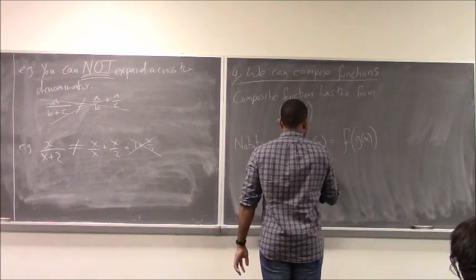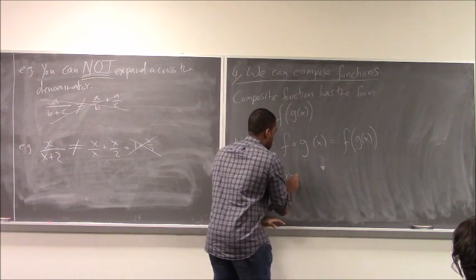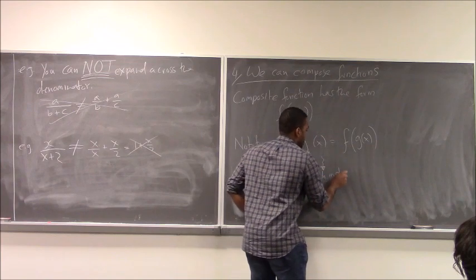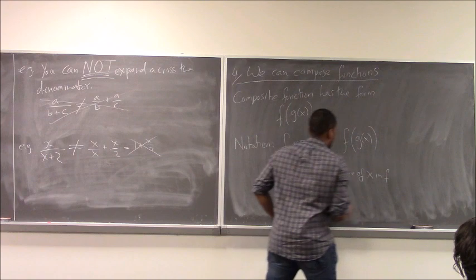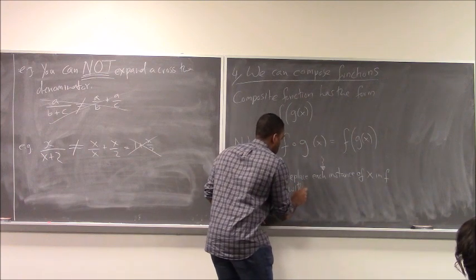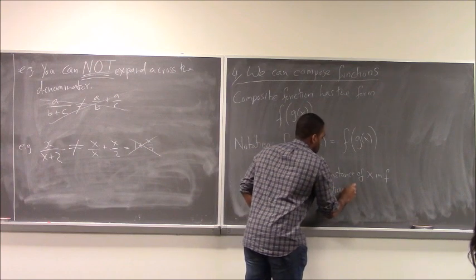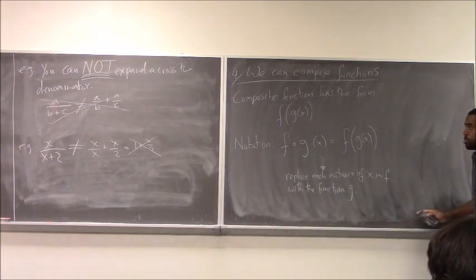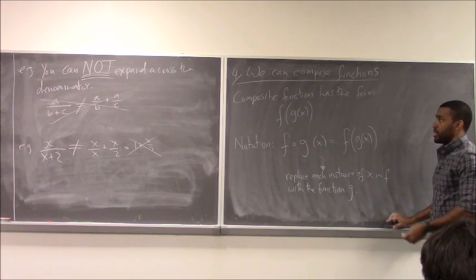And as we've seen here, what this means is replace each instance of x in f with the function g. So it doesn't mean multiplying them. So if you see this and I put parentheses here, it's not multiplying.